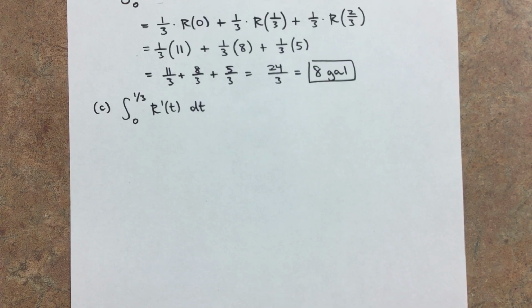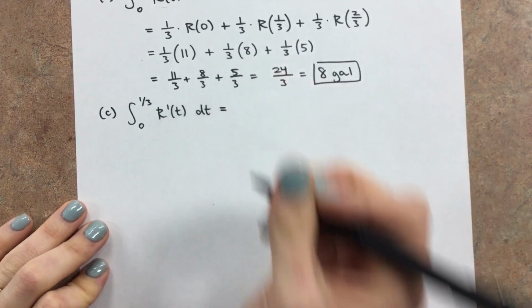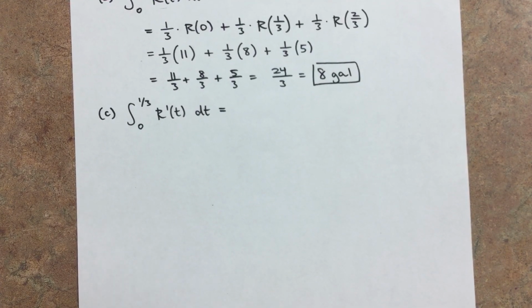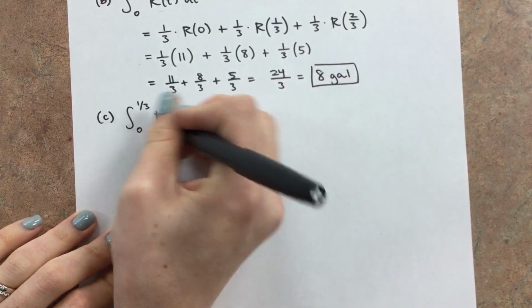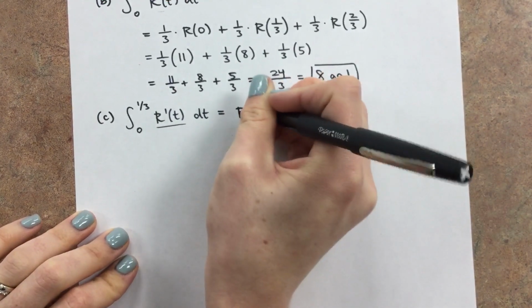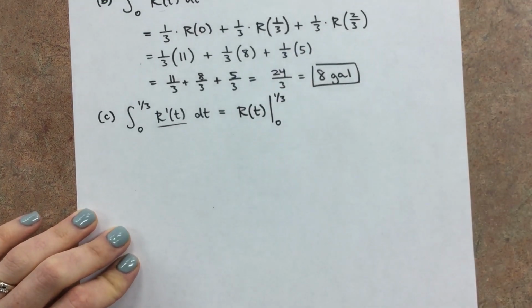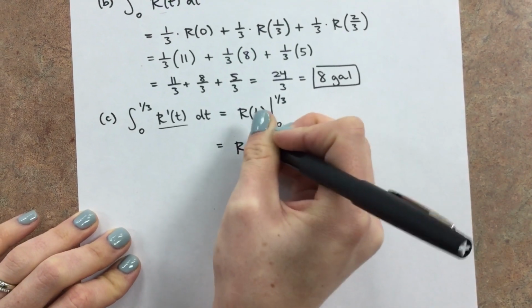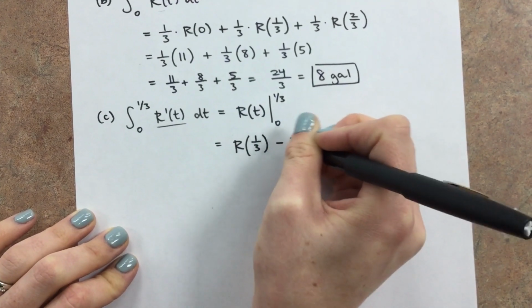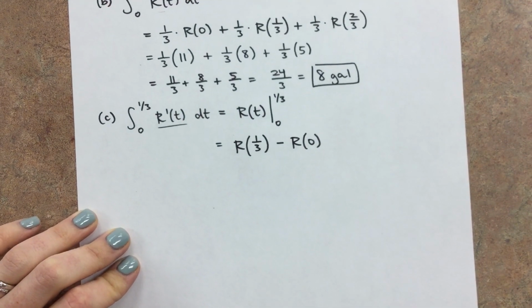So for approximations, we use Riemann sums. For evaluations or exact answers, we use either the fundamental theorem, or if we have a perfect geometric shape, we could do area under the curve, okay? We don't have a graph. We have no idea if it's a perfect geometric shape, so that leaves the fundamental theorem. And the way the fundamental theorem works is you take the antiderivative, plug in the upper bound, plug in the lower bound. So the antiderivative of this would be just R. We evaluate it from 0 to 1/3, and we can plug those values in. This is how the fundamental theorem works. We plug in the upper bound, we plug in the lower bound, and subtract.